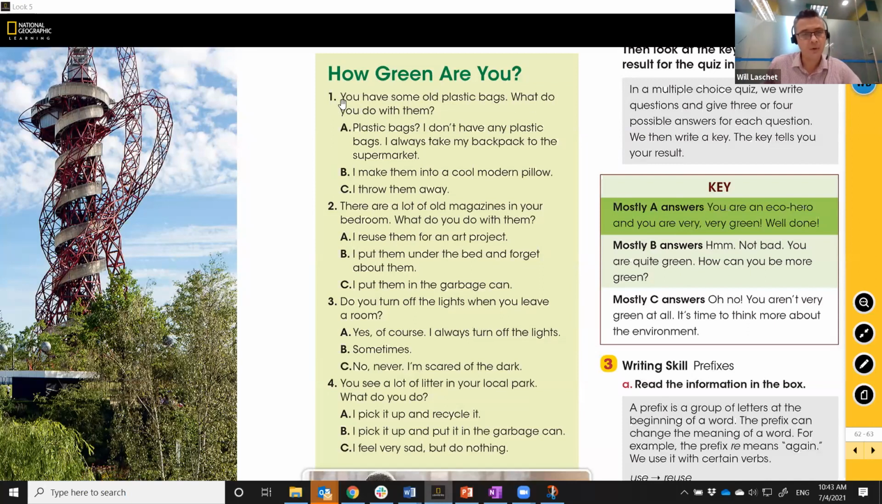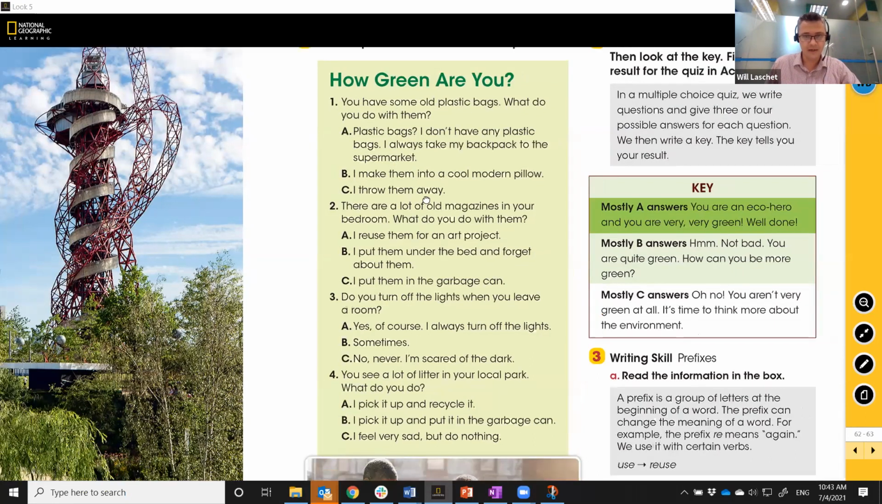So in the model here, we've got basically a statement. The first part of the question is telling us our situation, and the second part is a question. You have some old plastic bags. What do you do with them? Okay, so this is one type of question. Then we want a good answer, an okay answer, and a bad answer.